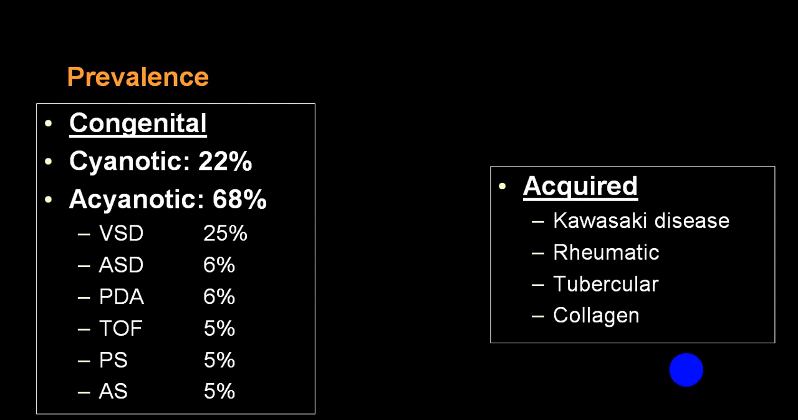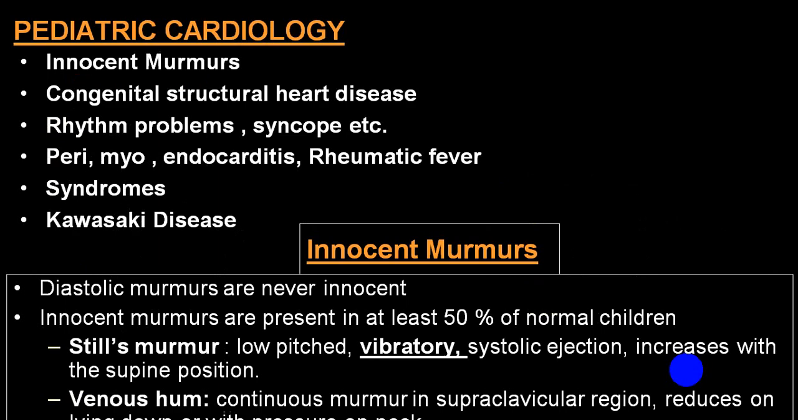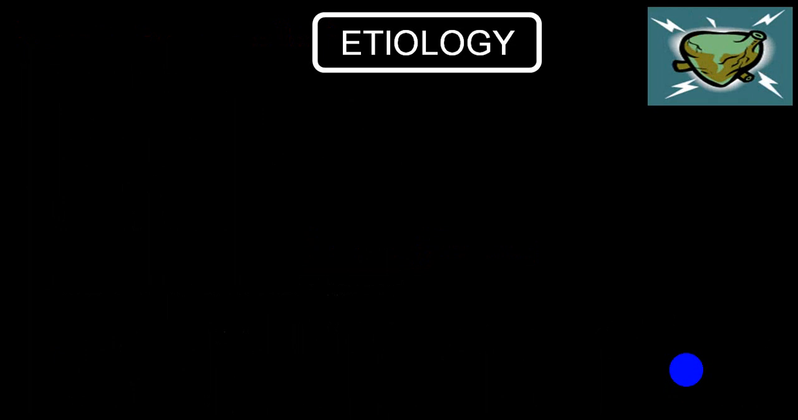There are some acquired conditions which are very common in early childhood, that is Kawasaki disease, rheumatic involvement, tubercular involvement, and collagen disorders. There are some other conditions in pediatric groups like innocent murmurs, congenital structural heart disease, cardiac arrhythmias and syncope, pericarditis, myocarditis, endocarditis, rheumatic fever, Kawasaki, etc. An innocent murmur usually disappears as the child grows. They can be still's murmur or venous hum, depending upon the clinical conditions.